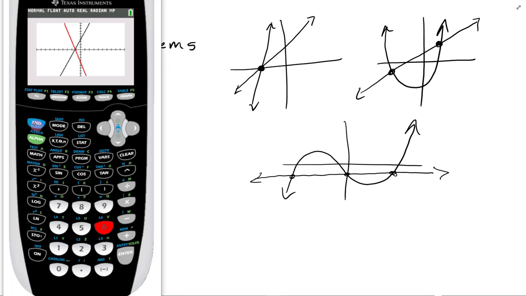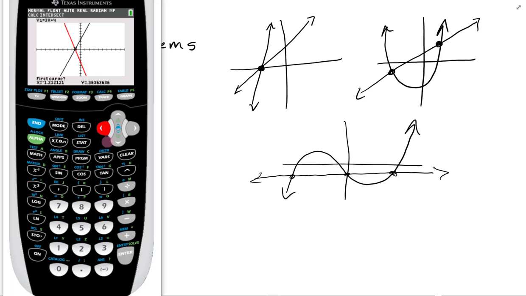To find the point of intersection, I'm going to use the second of the trace key, which is the calculation key, calc. Second of trace is calc. Choice number 5 is intersection. Now, it will start with the blinking cursor on the first of the two y equal functions that you have, and it is on y1. Using my left or right arrow key, I'm going to move it gradually toward the point of intersection.